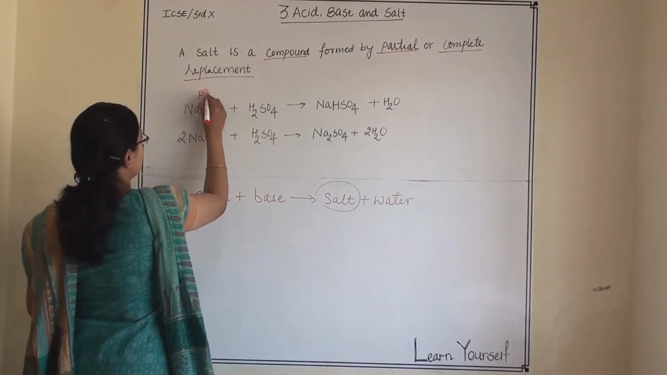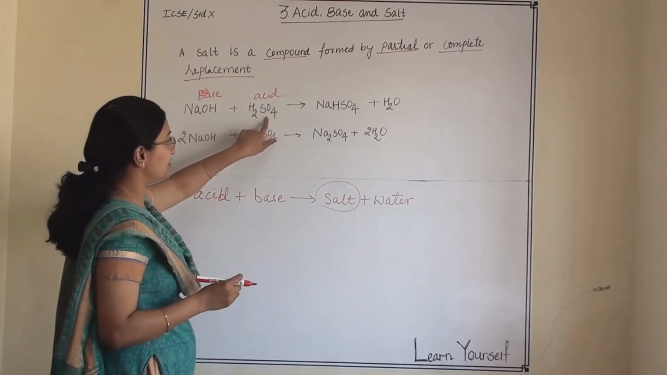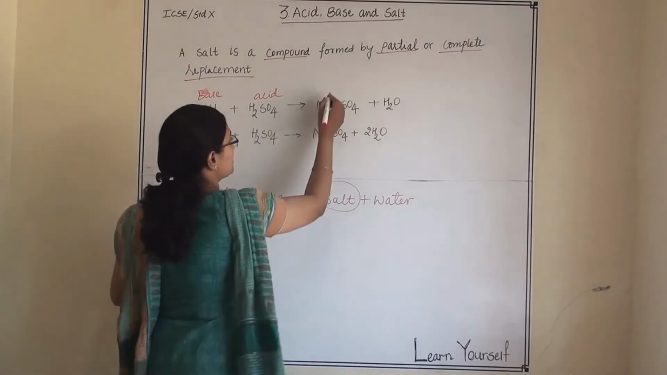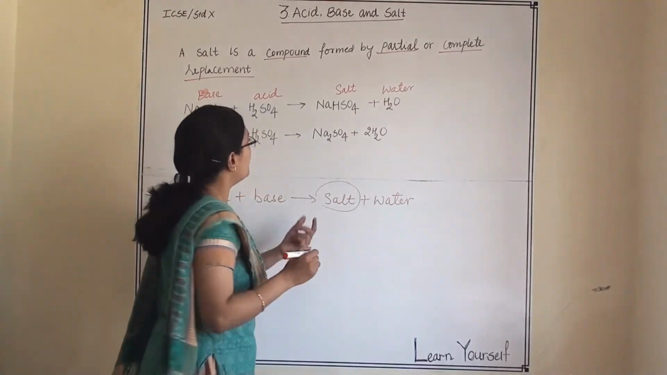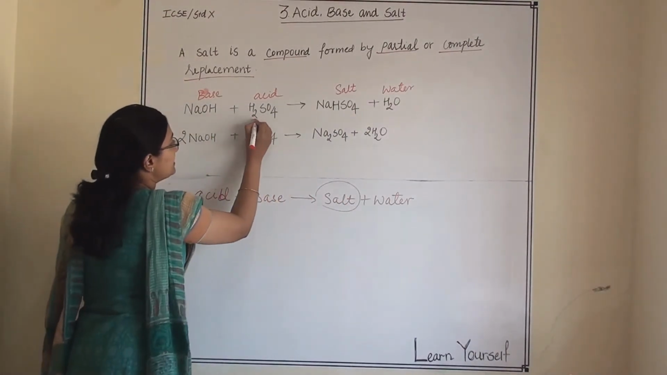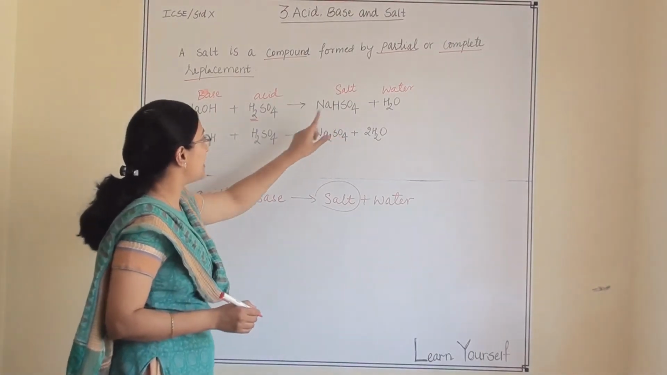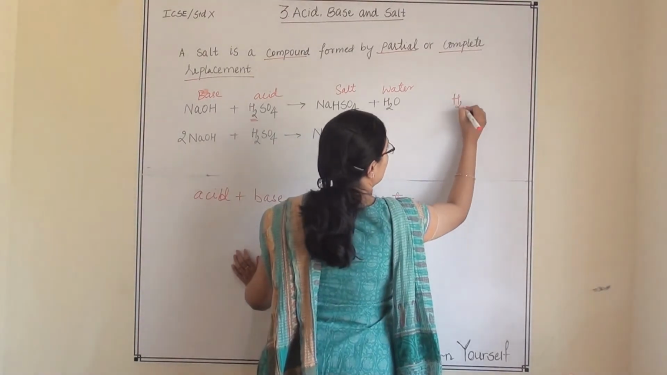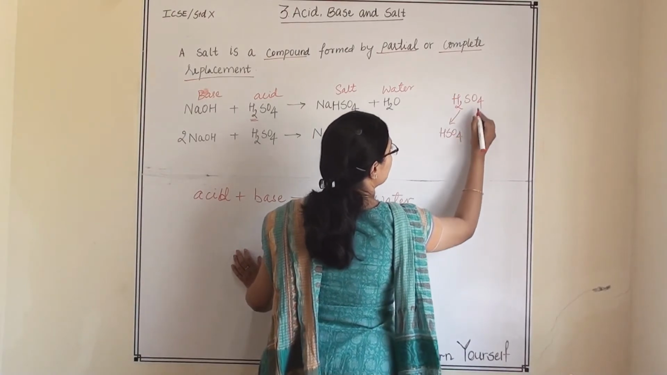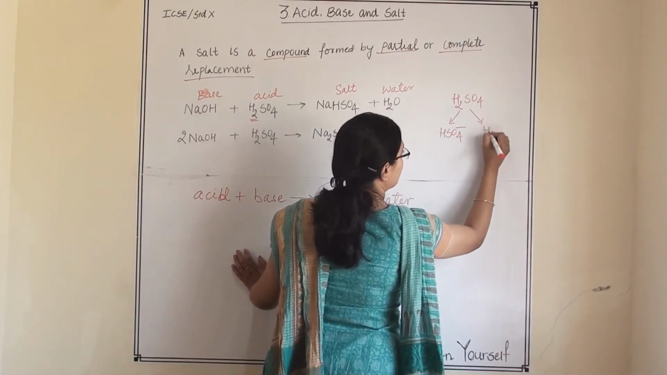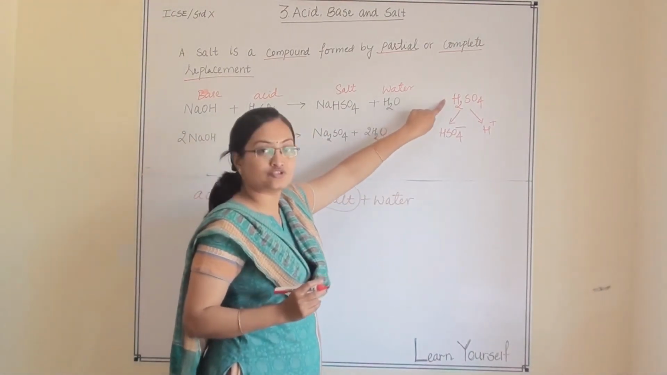Let me write here base. This is acid. When base and acid react, they will give us salt, and here it is water. From the acid there are 2 hydrogen ions. So in the first replacement, H2SO4 will bifurcate: it will give us HSO4 minus and another one is H plus. This is the first dissociation of H2SO4.